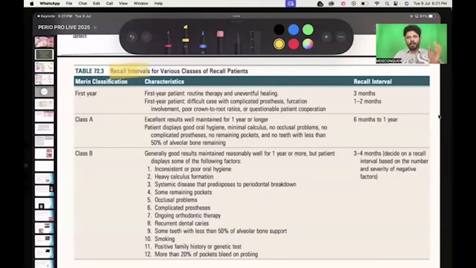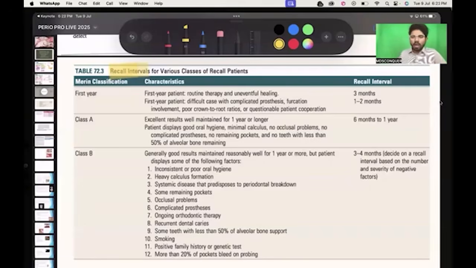Basing upon the characteristic features of an individual, the recall time of a particular individual will vary. So the patients are categorized into class A, class B, and class C. This classification, based on their history and clinical features, tells you that an individual of a particular class has to be recalled after a particular time. This is the main function of the recall visit.